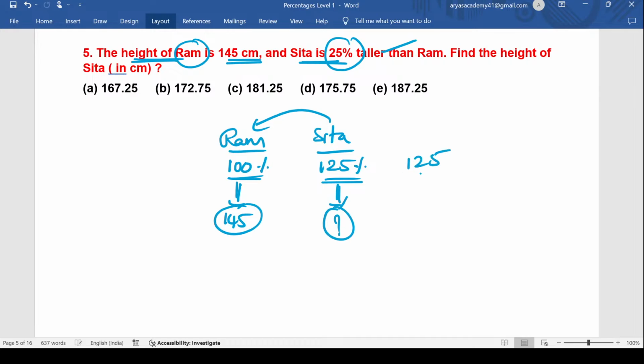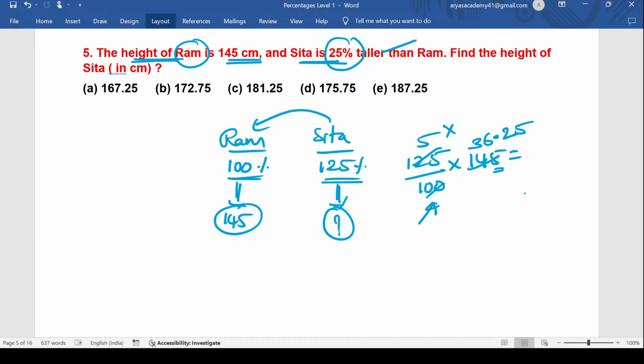So we need the value of 125 and we actually know the value of 100%, which is given as 145 centimeters. So 25 times 5 is 125, 25 times 4 is 100. So obviously there will be decimals because 4 cannot cancel 5. So go for cancellation. 4 3s are 12. We are left with 25. 4 6s are 24. We are left with 1. So I am taking the decimal point. So 1 becomes 10. So 4 2s are 8. 4 5s are 20.